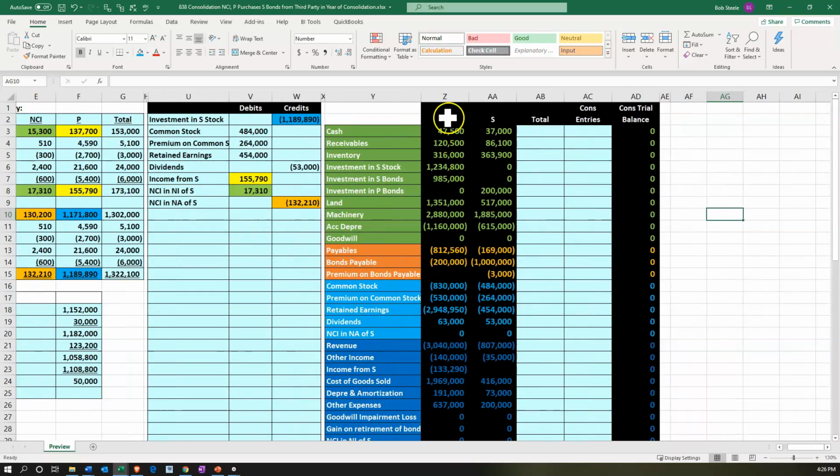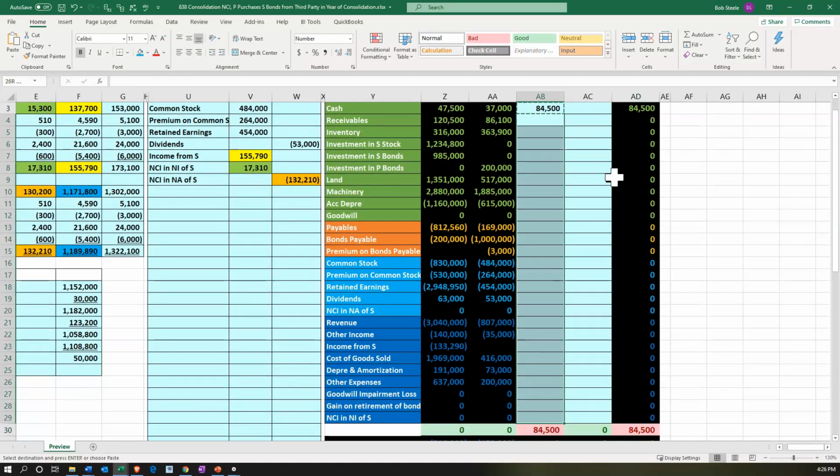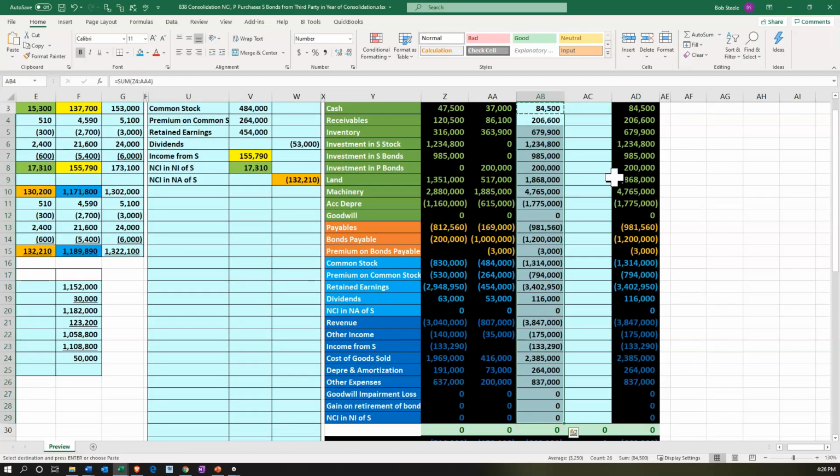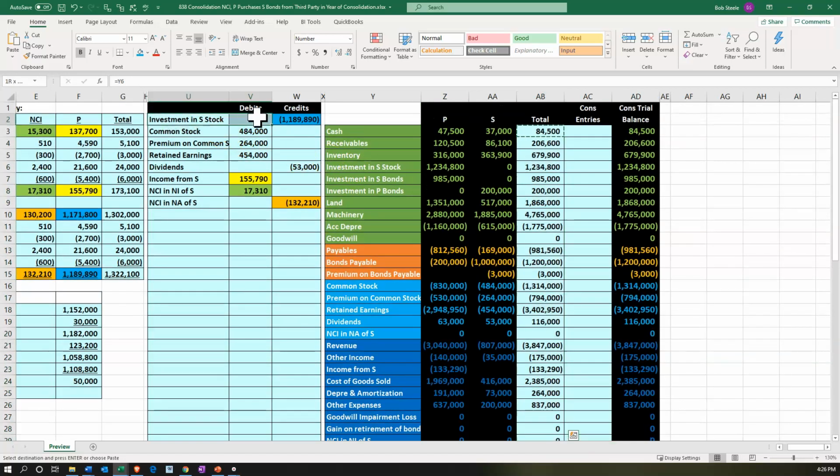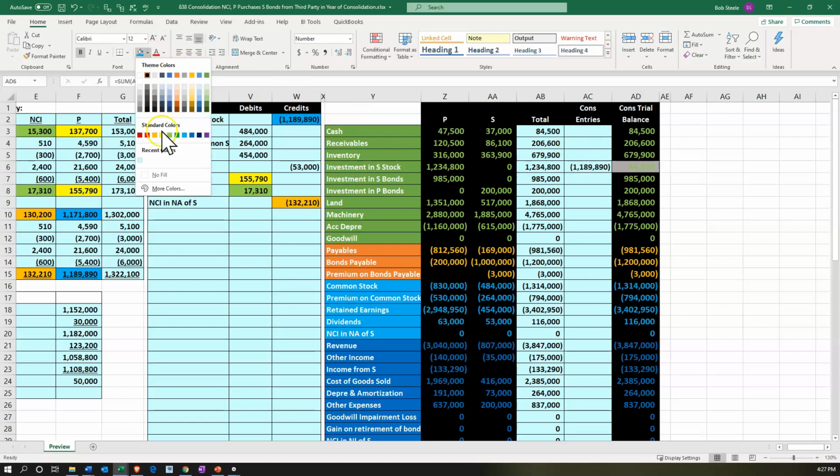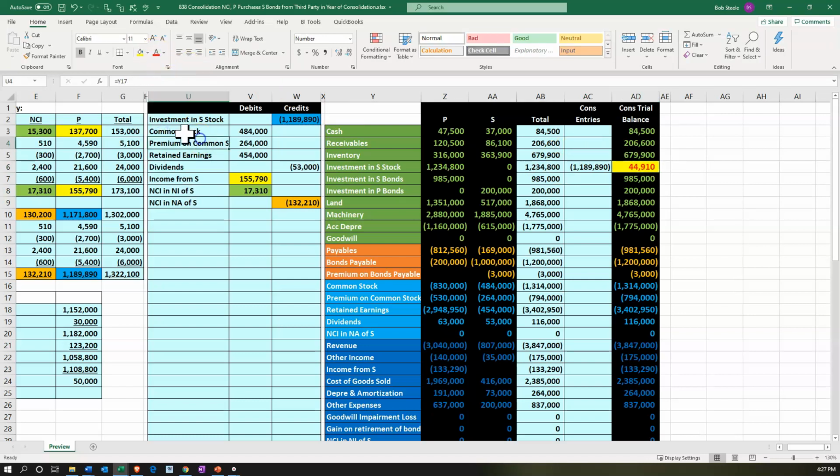Here's our worksheet. Here's the parent trial balance, S's trial balance. Let's add them up first by saying equals the sum of these two. Then I'm just going to copy and paste that on down. Then we can post this. So we've got the investment in S stock, so we'll pick that up. We want this to go to 0 at the end of the day. It's not there yet, but we're not too concerned. It will get there. We've got faith.